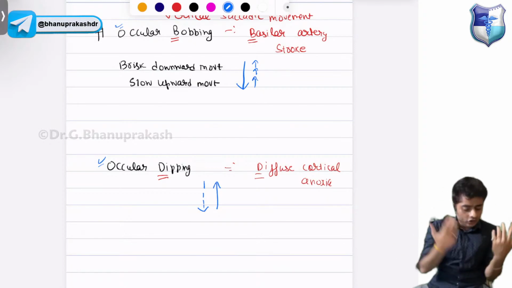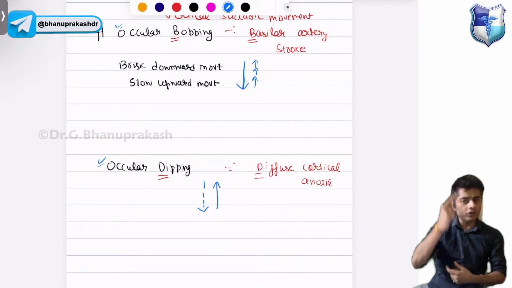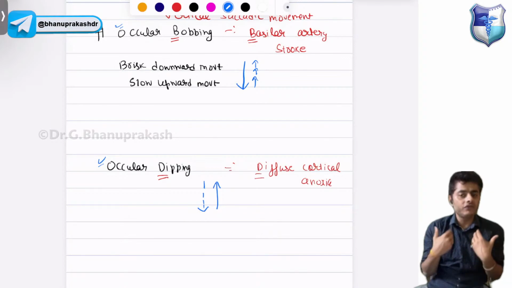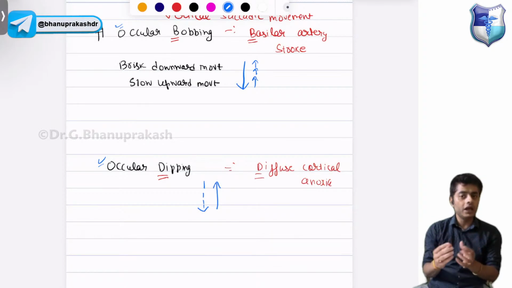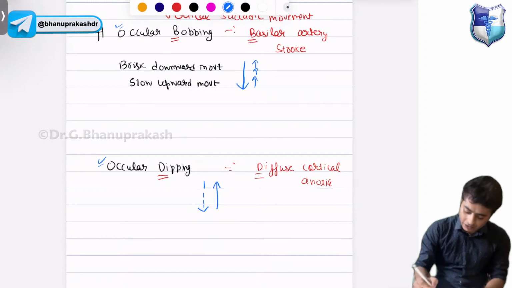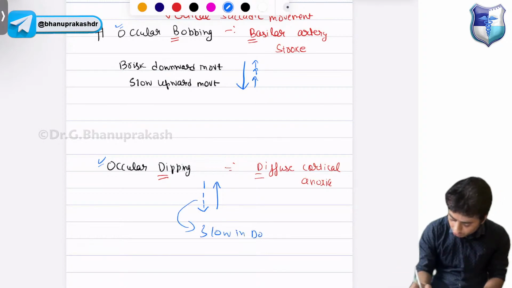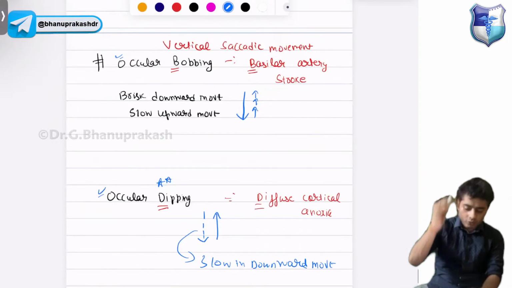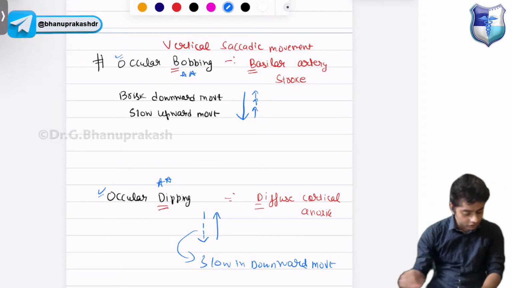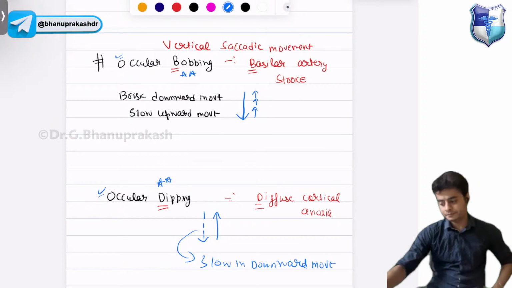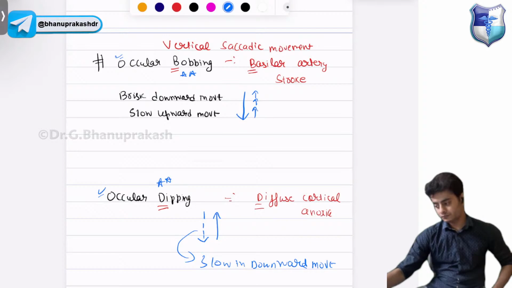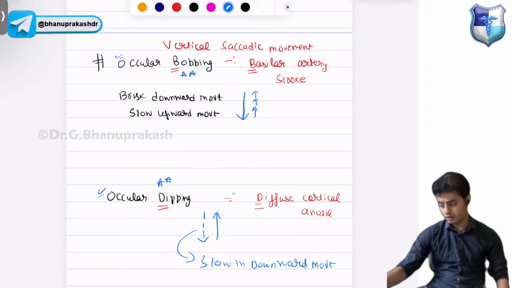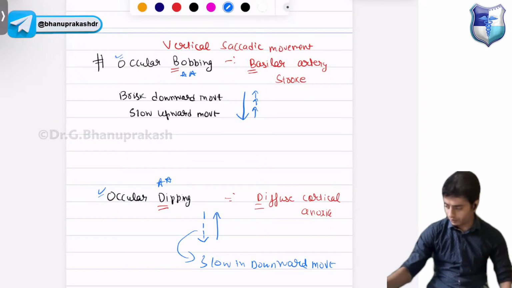Normally when you are moving your eyes rapidly, can you see your eyes? No, eyes go from one point to another. That is, by God's nature, what we have been given, our saccadic movements. So I suddenly move from one place to another. But if you are seeing a slow eye movement, dipping is there. Slow in downward movement, then it is your dipping. And if the upward movement is slow, it is your bobbing. So everyone got this concept, ocular bobbing and dipping? Shall we move further? Okay.